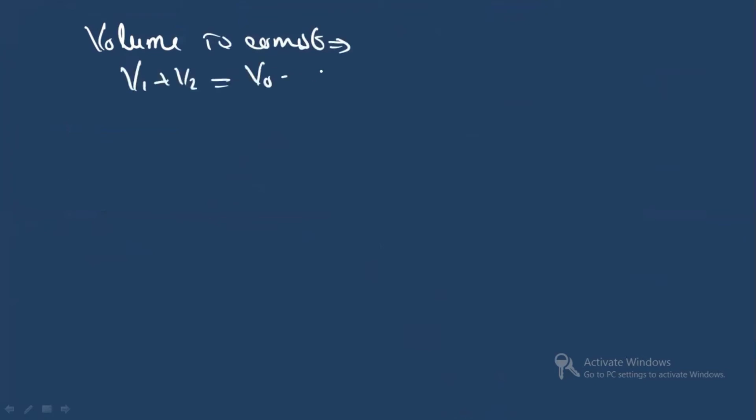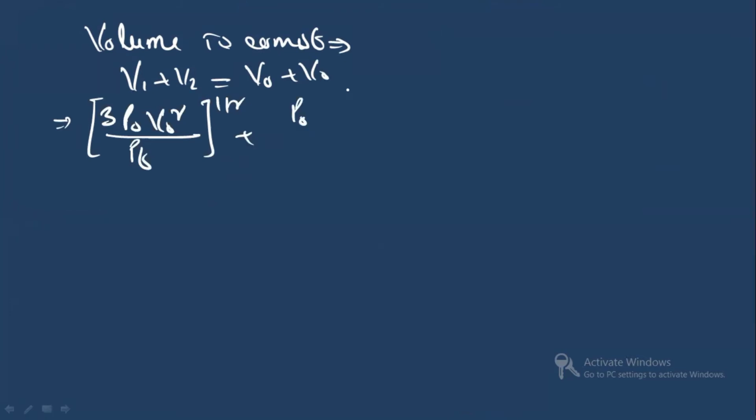Now you see in this case the total volume is constant, in the initial condition and also in the final condition. So when the volume is constant, you can write that the final volume V1 plus V2 equals the initial volume V0 plus V0. Now V1 was equal to (3 P0 V0 to the power gamma divided by Pf) whole to the power 1 by gamma, plus (P0 V0 to the power gamma divided by Pf) whole to the power 1 by gamma. This is giving you 2 V0.